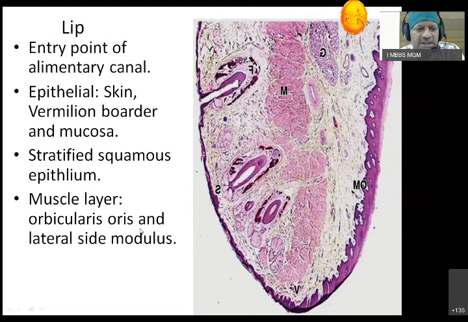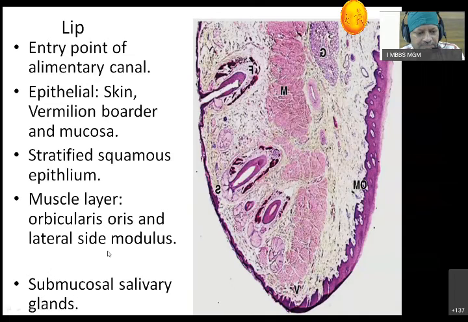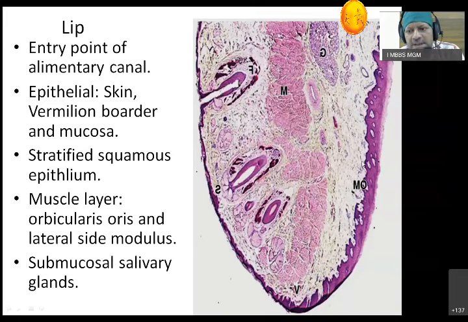One word I just want to mention: on the lateral side of the lip, we can see a thickening called the modiolus. We call it a beauty sign, a dimple right on the side of the lip. That is basically where the muscles of the oral cavity converge. They are joined there. That's why it is called the modiolus, also called a dimple. From the side of the mucosa, we may get some amount of submucosal salivary glands. So these are 2 points.